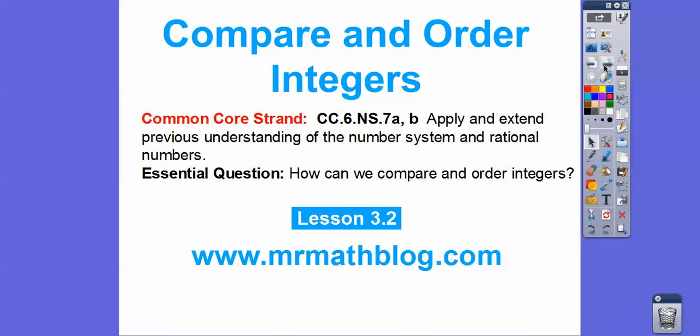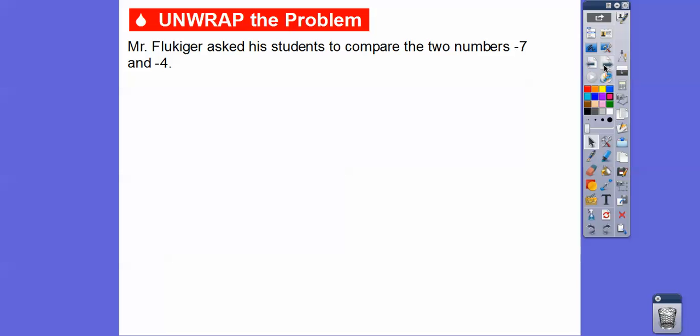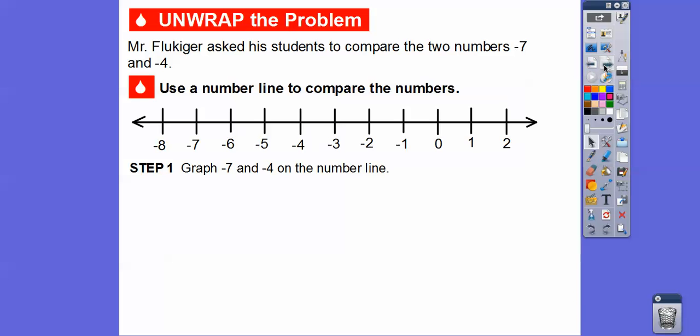Okay, so there's our Common Core strand for our teachers. And our question here is, how can we compare and order integers? So we're going to use number lines in this. Mr. Flukiger, a principal, asked his students to compare the two numbers, -7 and -4. We're going to use a number line to compare these numbers. So let's go ahead and graph -7 and -4. We'll put a dot right there on -7 and a dot right there on -4.